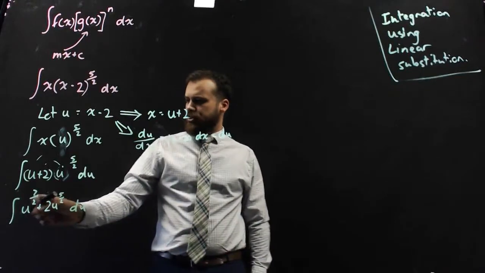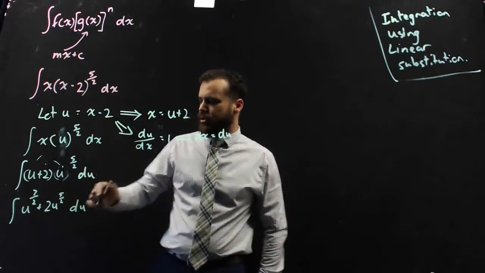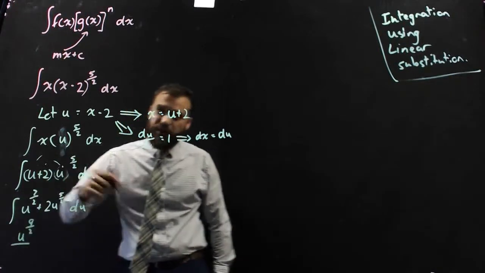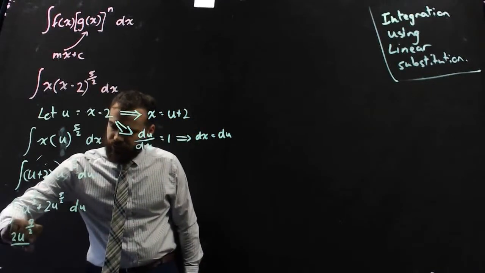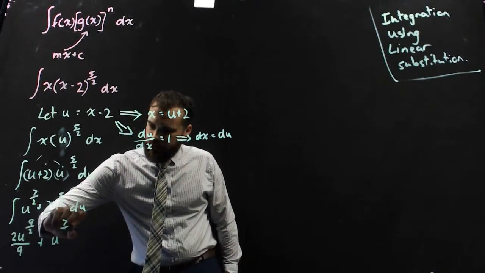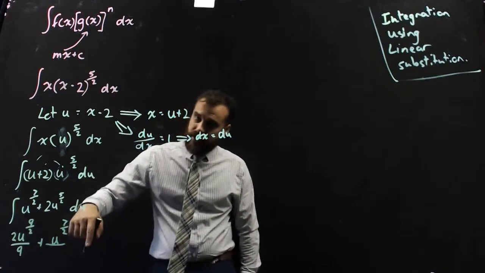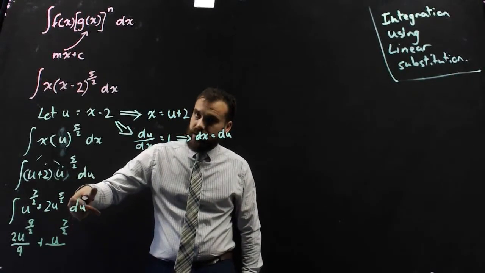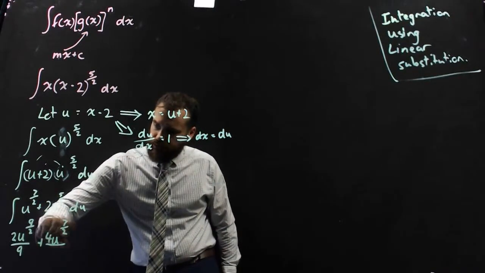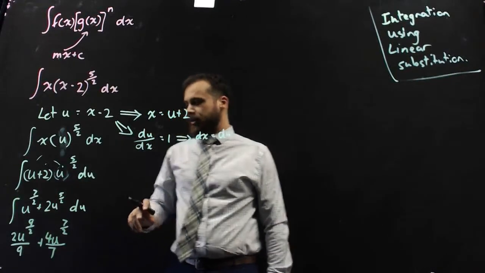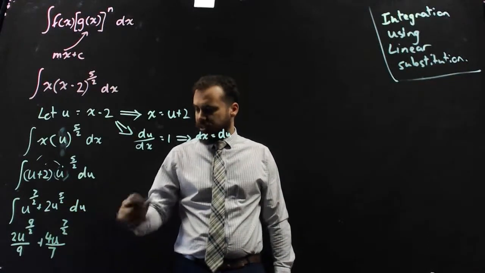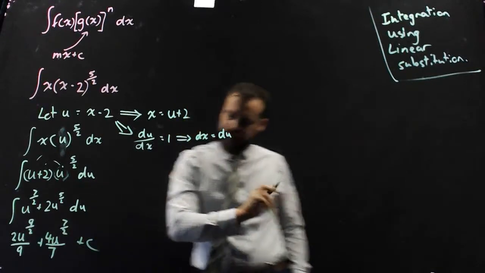So now we're really just integrating two of these. It's going to be u to the 9 on 2 over 9 on 2, which is the same as times 2 over 9, plus 2 times u to the 7 on 2 divided by 7 on 2, which is the same as multiplied by 2 on 7, so it's 2 times 2, which is 4, and 7 here. So now the integral of that is 2u to the 9 on 2 over 9 plus 4u to the 7 on 2 over 7 plus c.